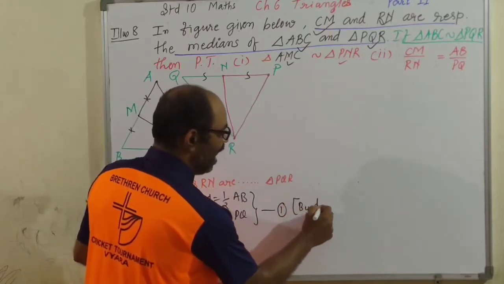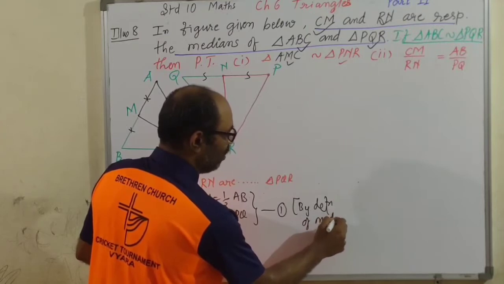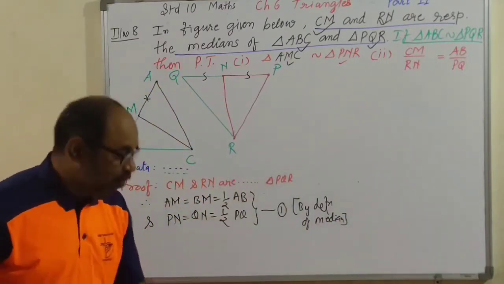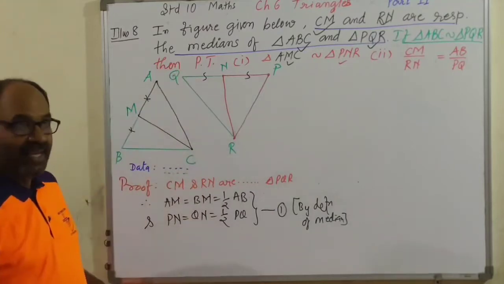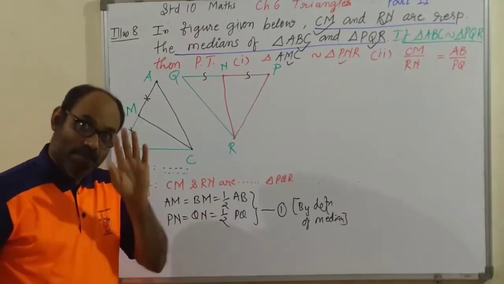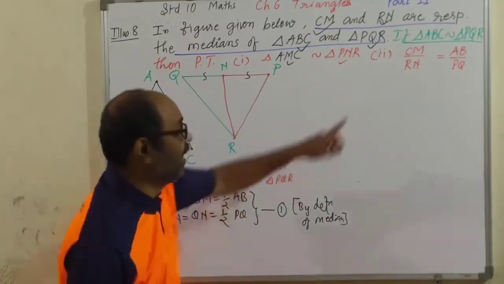By definition of median, or you can say by result of median, one condition is exploited. एक condition जो दिया है उससे हमें ये result मिला. Now the next statement is in green.